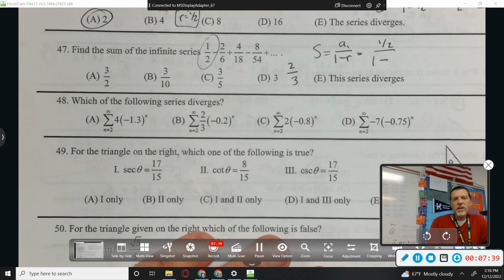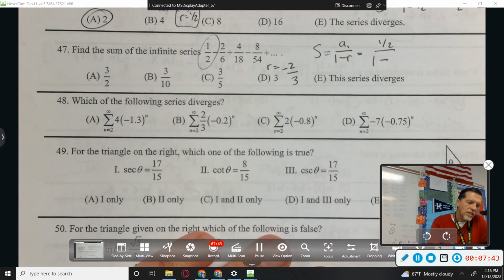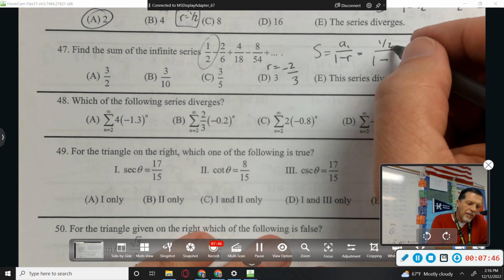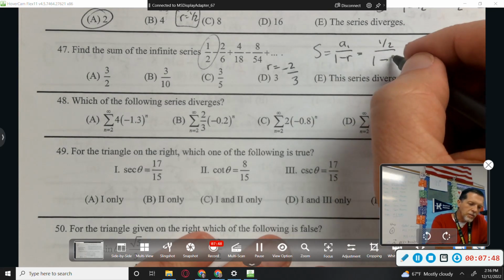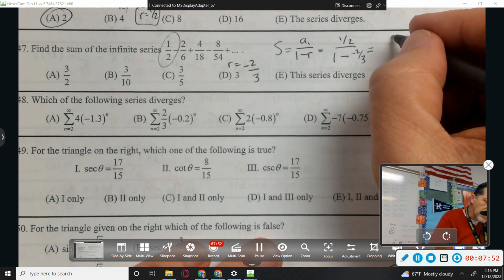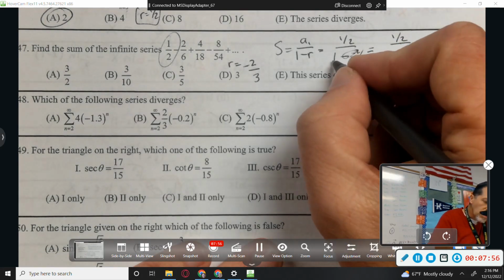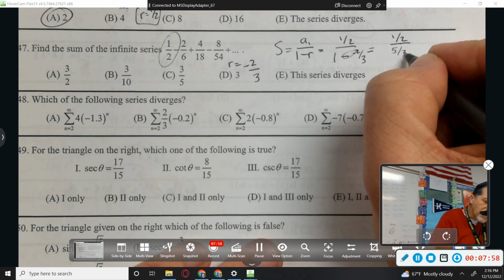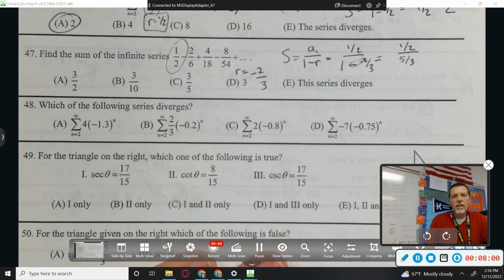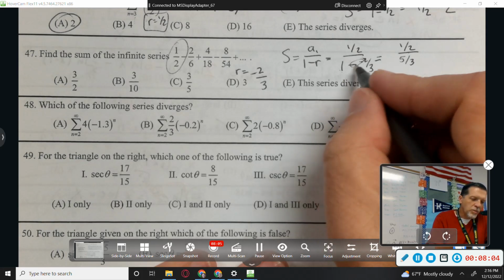Anything else I need to be careful about? Negative, because it keeps changing signs. So 1/2 is the A1 over 1 minus negative 2/3. So got to be careful here. So 1/2 over 3/3 plus 2/3 is 5/3. Good. 3/3 plus 2/3 is 5/3.